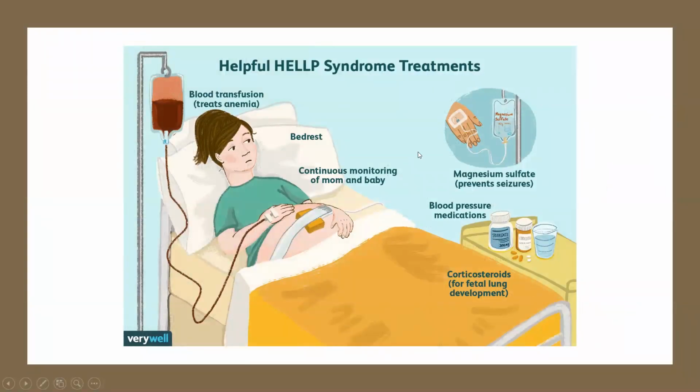And then our treatments, again, bed rest, continuous monitoring of mom and baby, magnesium sulfate to prevent those seizures, blood pressure medications. We might be giving corticosteroids for lung development of the fetus, and we might just keep her pregnant long enough for those steroids to work if this is a very early pregnancy, and she may need blood products, so we need to type and screen her. She's a high risk if she comes in with HELLP syndrome.